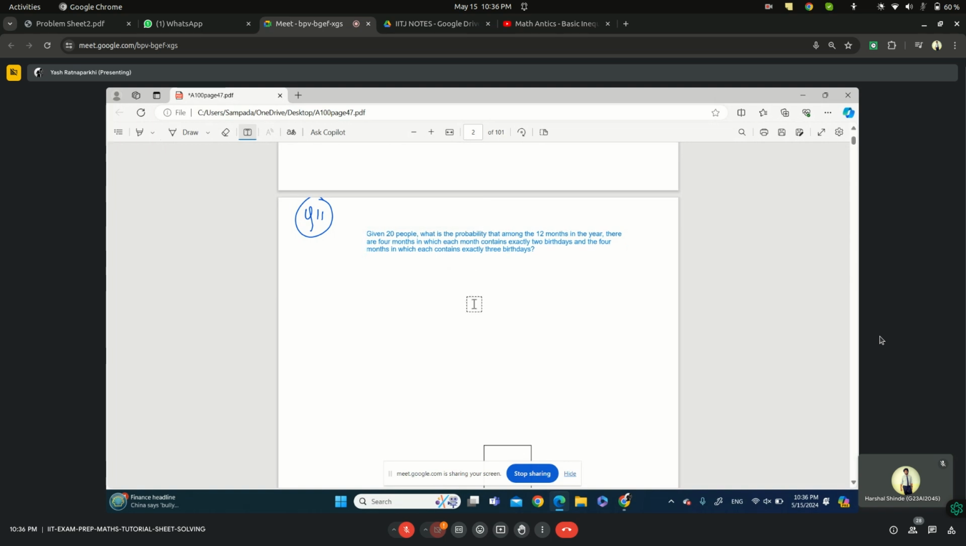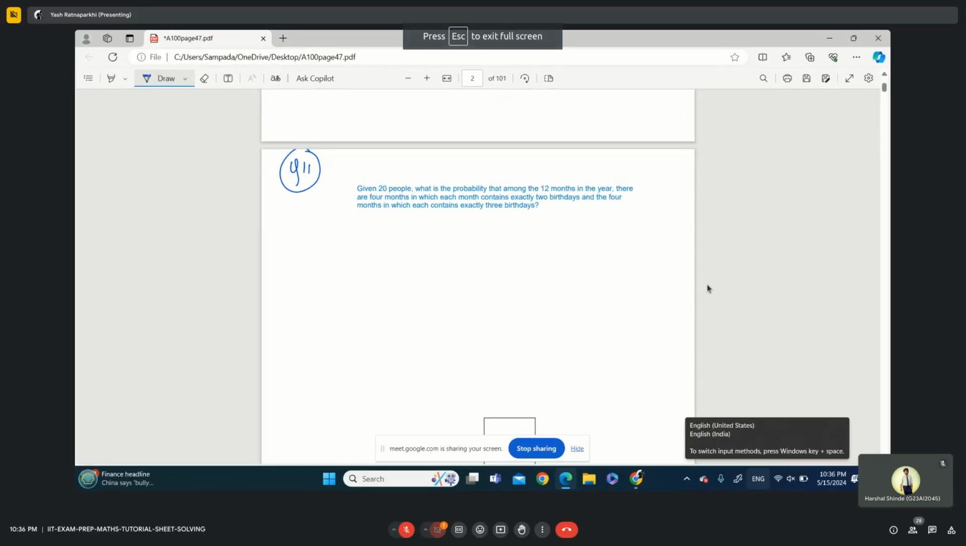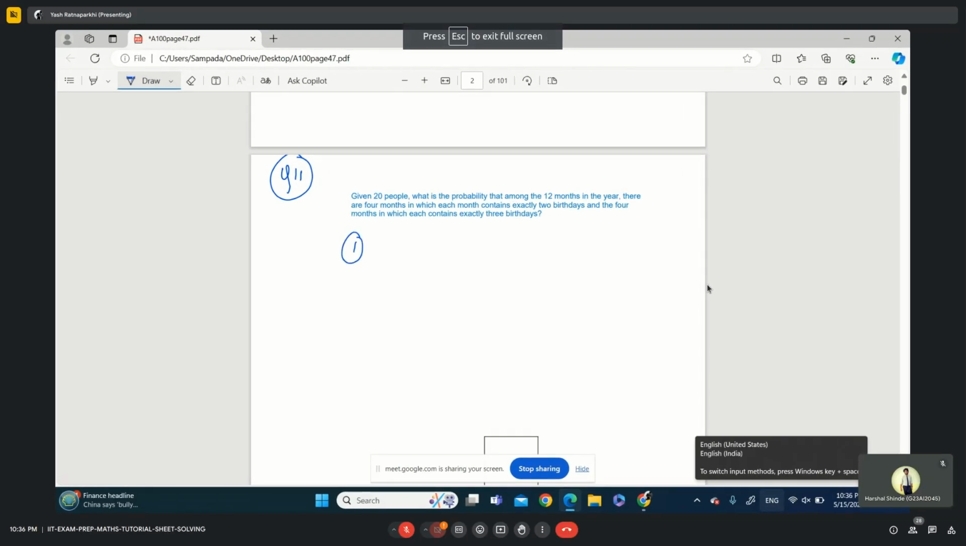So we have a question here: given 20 people, what is the probability that among the 12 months in a year, there are 4 months in which each month contains exactly 2 birthdays and 4 months which each contain exactly 3 birthdays? What we did at first, point number a, is find the number of ways of selecting 4 months out of 12 months, because until now we haven't selected any month, so we have the freedom of selecting any of the months. So the total count was 12C4, right?